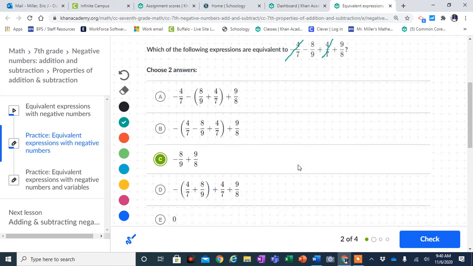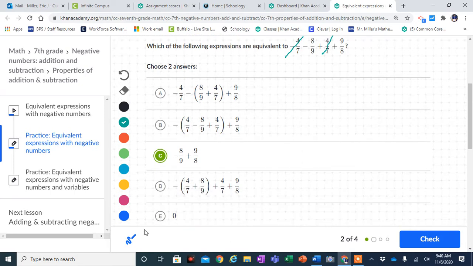Okay. Looking at our other choices, it's definitely not E because these are not opposites. This is 8/9, this is 9/8. So now we have to look at the other choices. So again, if there's a negative outside of the parentheses, that changes the signs of what are inside the parentheses. So that would be negative, but then that would make this one also negative, and it's supposed to be a positive. So the answer is not A.